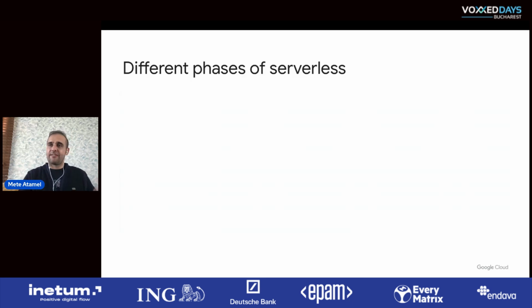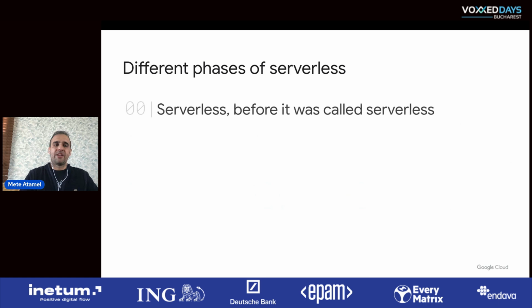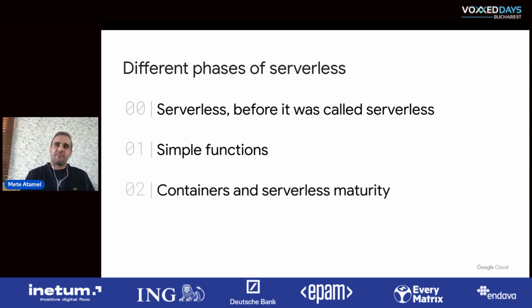Now, when we look at the phases of serverless, I think there were 4 distinct phases. The first phase was serverless before it was called serverless. We actually had some services and tools that were doing serverless-like things, but we didn't have the term serverless yet. So I just want to talk about that briefly. Then we had the serverless term that came with simple functions. Then after simple functions, we started seeing containers come into the serverless space because containers give us a lot of flexibility on our code. And I'll talk more about this later.